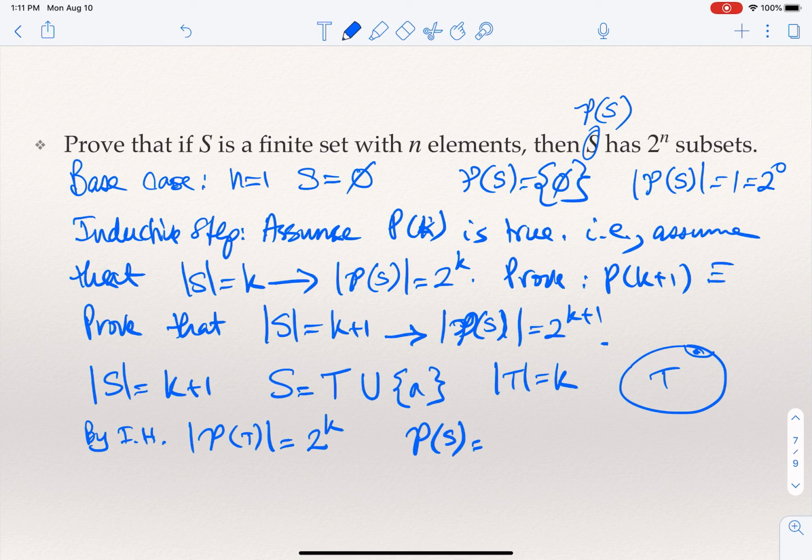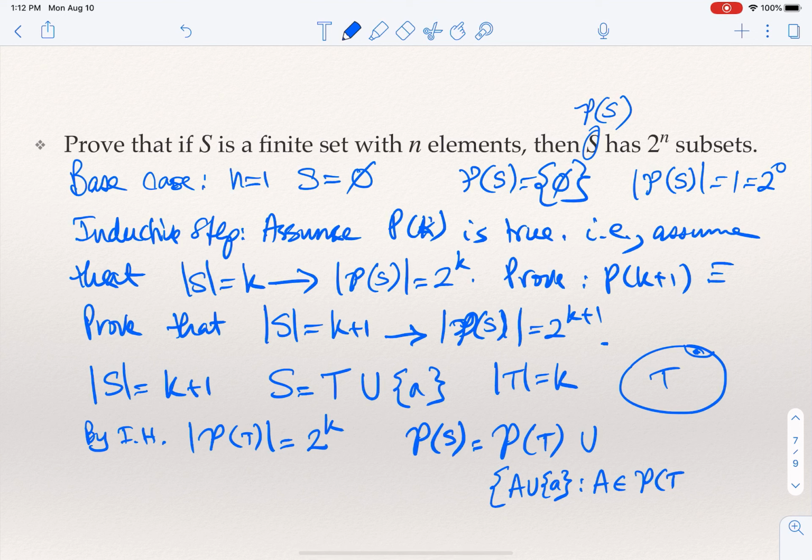So the power set of S is really the power set of T. So every subset of T is also a subset of S. As well as for every set, let's call it X, in the power set of T, we say it's X union the element A for every X in the power set of T. So what am I saying here? What I'm saying is that the power set of S is the power set of T union something else. Why is that the case? Because every subset of T is a subset of S. But what is that something else? Let's take every subset of T and add to it the element A.